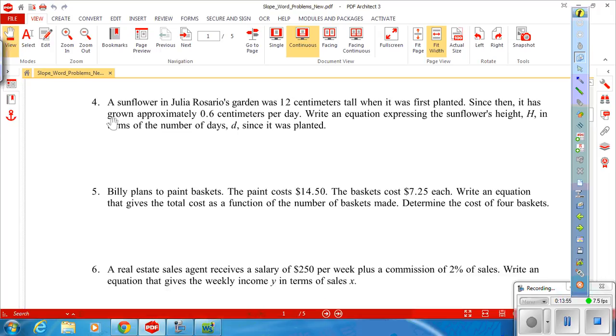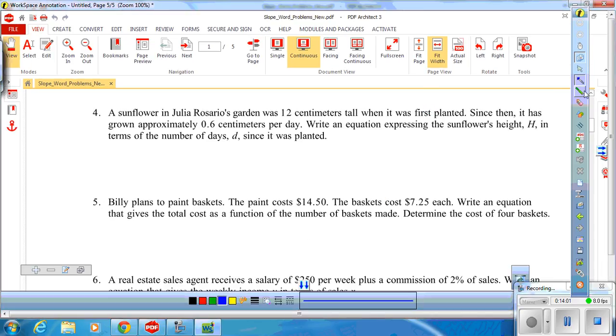Let's see. So here we have a sunflower in Julia Rosario's garden was 12 centimeters tall when it was first planted. So first planted, that is definitely a starting point. So when it started, it was 12 centimeters. That means this is going to be my B. Since then, it has grown approximately 0.6 centimeters per. See, this one even used the word per day. That's the per, that's my slope. So that means that I'm going to need to do y equals 0.6x plus 12.